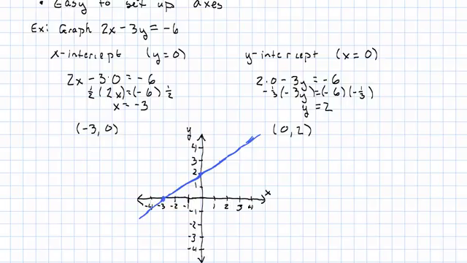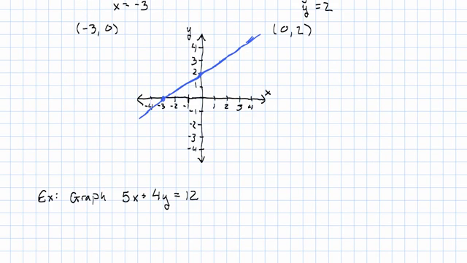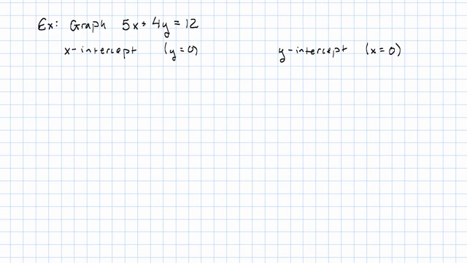Okay, why don't we always use this method? Let me show you an example of an equation where this method will not work so well. Let's suppose we want to graph the equation 5x plus 4y equals 12. We find the x and y intercepts. The y-intercept works out fine.